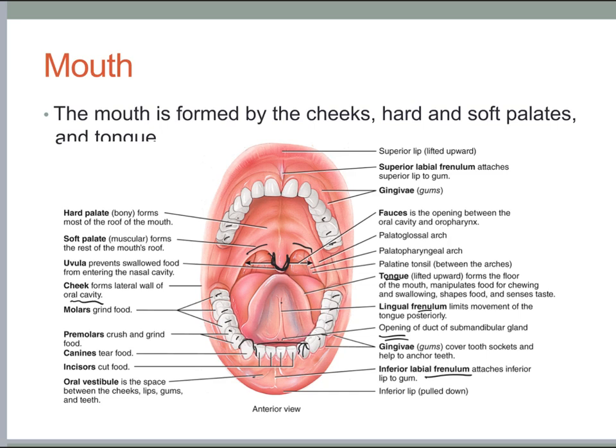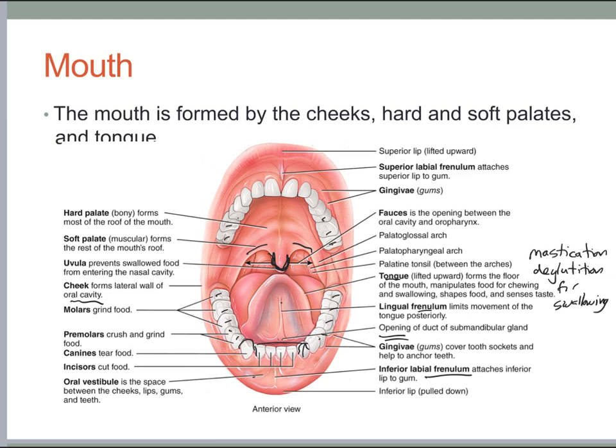As we move our way up, we see our tongue. It is lifted upward. It forms the floor of the mouth. Its job is to manipulate food for chewing and then push it back for swallowing. Remember, we're going to assign some more scientifically correct words to chewing and swallowing. We're going to assign mastication for chewing and deglutition for swallowing.